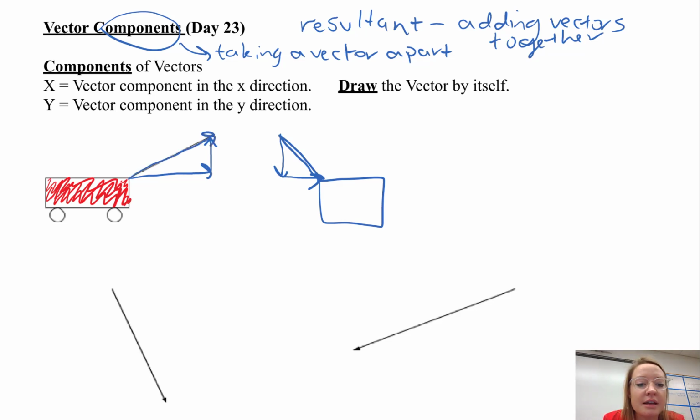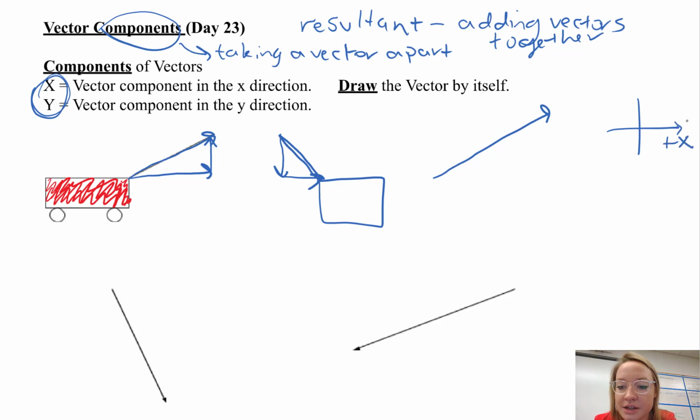In physics, and also in math, but especially in physics, we use x and y to talk about the sideways and the up and down parts of a vector. So if we have a vector like this, we set our axes. Always decide what your axes are going to be. Here's our positive x direction, that's our sideways direction. Here's our positive y direction.